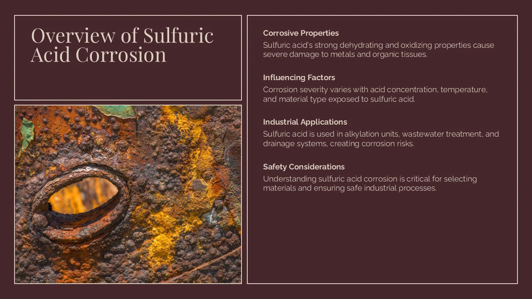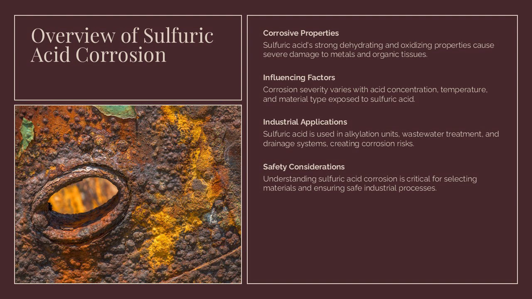In industrial settings, sulfuric acid is commonly found in alkylation units, wastewater treatment facilities, and drainage systems. It can also form from sulfur trioxide or SO3 and water at lower temperatures, creating highly corrosive conditions in gas analysis systems and other processes.